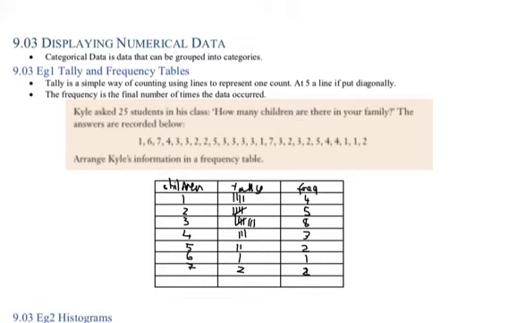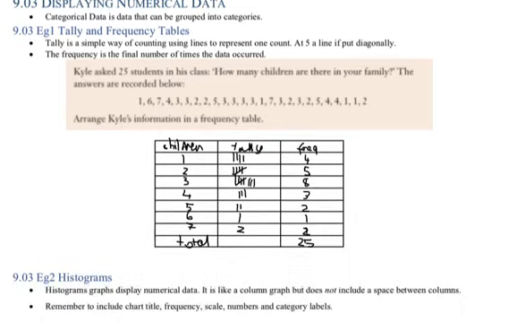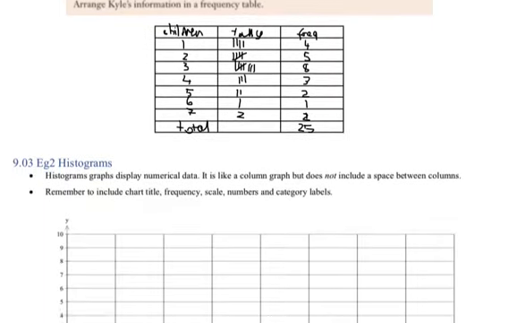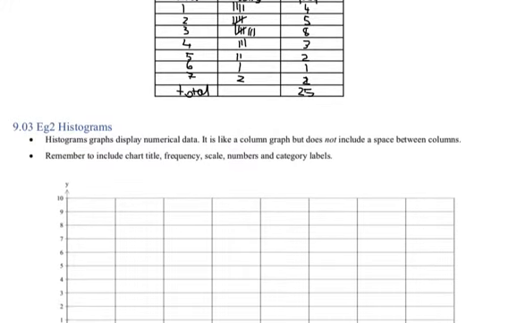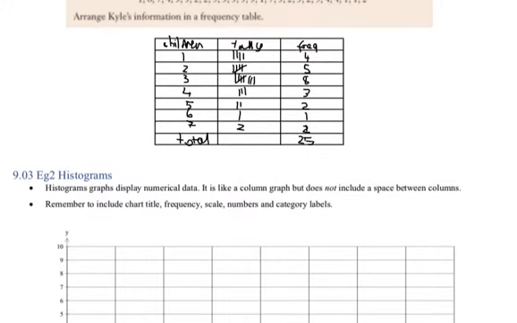Now in total here, this is the total. I like keeping this last row for the total. And in total, we can see there's 25 kids. 4 plus 5 is 9, 17, 20, 22, 23, 25. So now what we're going to do is make a histogram of this. Using our information from above, we're going to draw out a histogram.